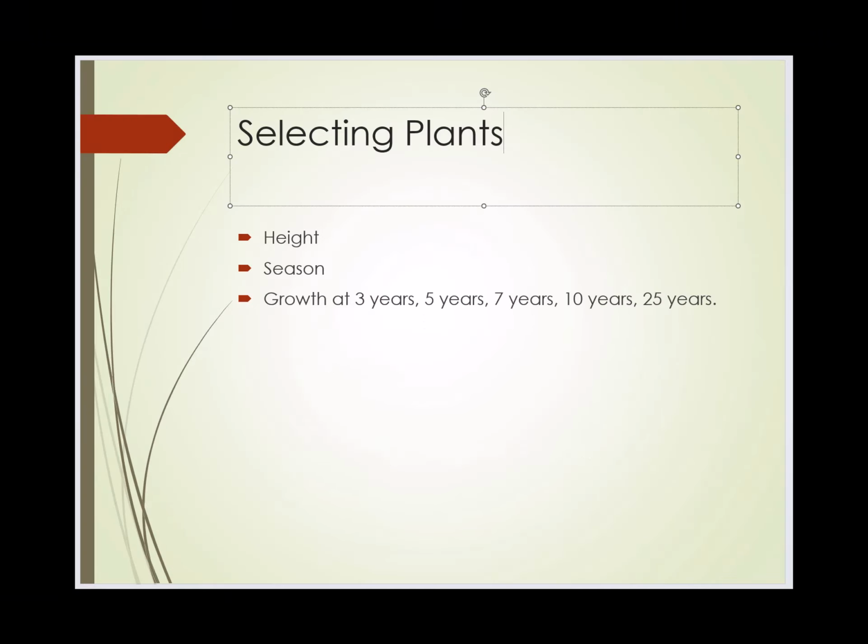When selecting plants, I always start with looking at the height, what season they bloom in. Also, what size are they going to be? The 3rd year, the 5th year, the 7th year, the 10th year, the 25th year. Plants will grow, and they'll grow at different rates. Perennials will mature in a year or two, where shrubs might take 5 to 10 years to mature, where trees can take 10 to 50 years to mature.